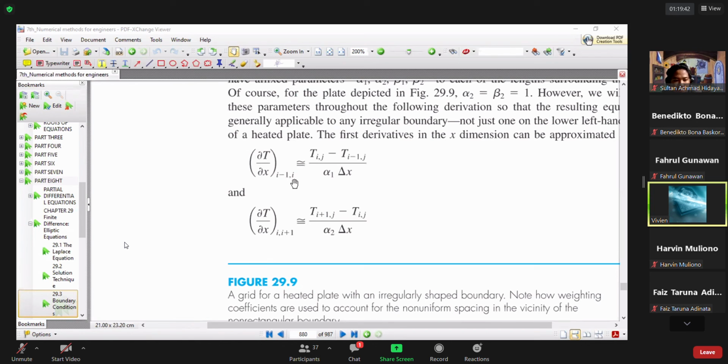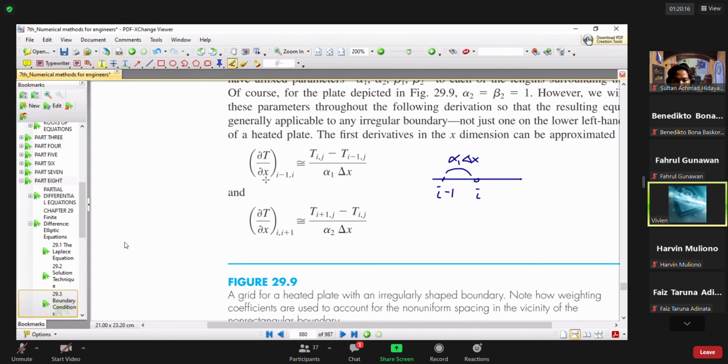If we have a point i here, and we have i minus 1, this is the gradient between these 2 points. That will be Tij minus Ti minus 1j divided by the distance, which will be alpha 1 delta x. Okay, so this is the gradient which connects i minus 1 to i.